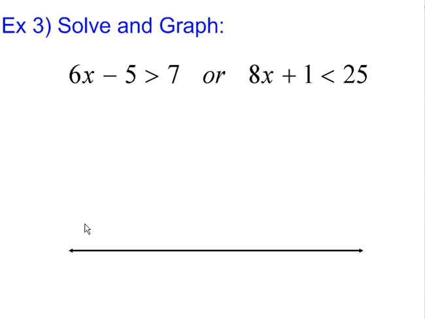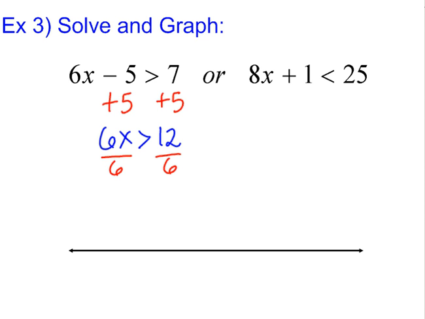6x minus 5 is greater than 7, or 8x plus 1 is less than 25. So the one on the left, what we're going to do is add 5 first to both sides. We end up with 6x is greater than 12. Then we're going to divide both sides by 6, and x is greater than 2. And that doesn't do anything to the sign. We didn't divide or multiply by a negative number. We're going to bring that word or down because we need it.